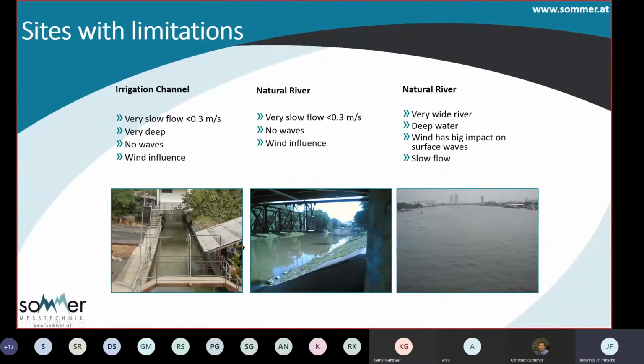Also this natural river here with a very low flow velocity, no waves, and the wind can have a significant influence. And also on this natural river, a big river, it's a very wide river, very open, so wind definitely has an influence, and especially on very slow flow conditions, the crosswind might make it very difficult to get accurate readings here.